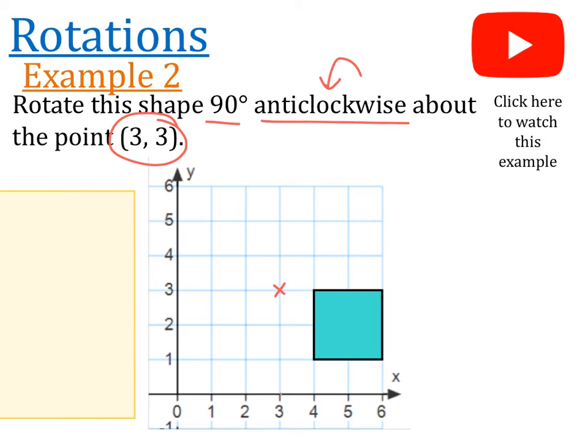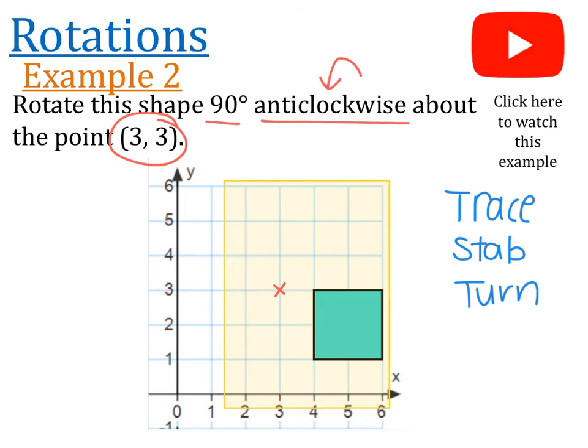So let's think of all the steps that I have to do. I have to trace out my shape. I have to stab it on the new red X, and then I have to turn the tracing paper. So we put the piece of tracing paper on our shape. And then, like always, we trace out the shape as best as we can. And now I'm going to stab my pencil right here on this blue cross. And now I'm going to turn the paper. We're going 90 degrees anti-clockwise.